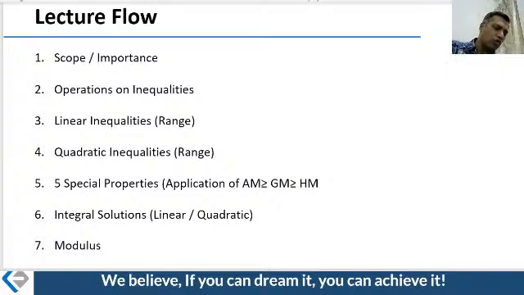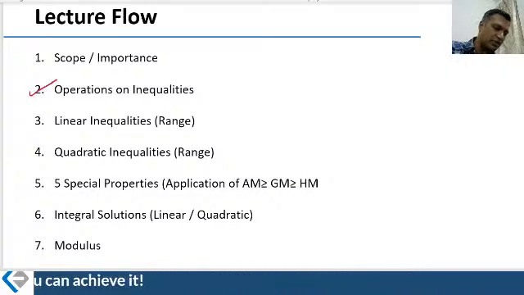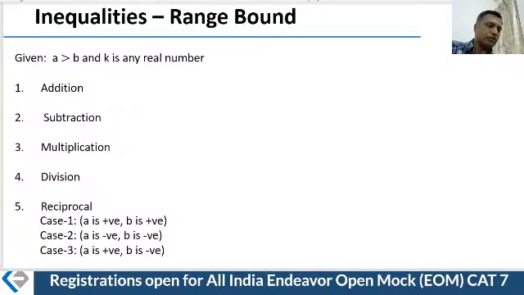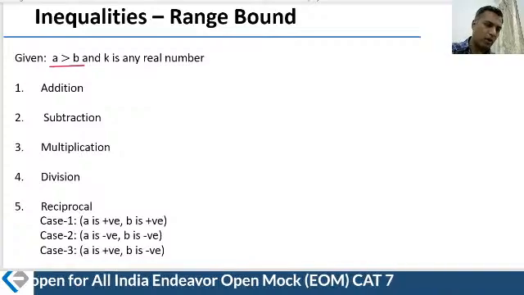Let me go on to the operations on inequalities. Let's take something like this. There are already two things given to me. A is greater than B. It's already been told to me. Let's assume that A is greater than B. That's given, no question about it.